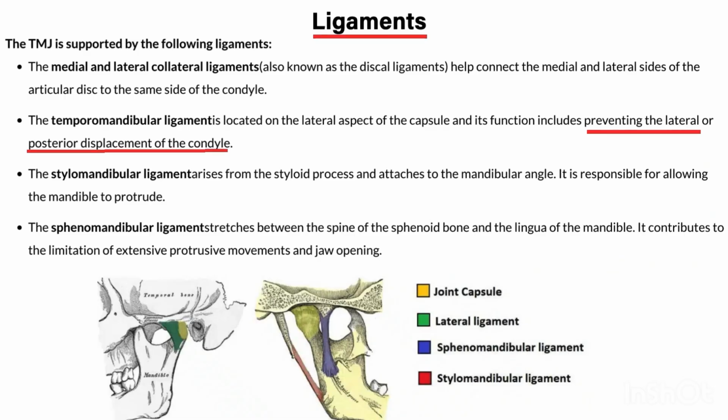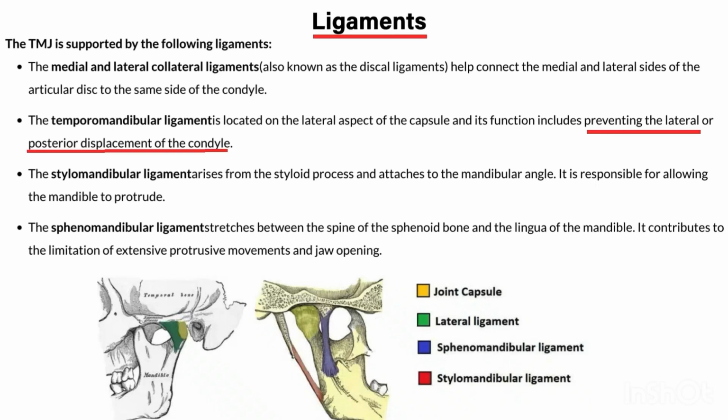So let's talk about the ligaments of TMJ first. The medial and the lateral collateral ligaments are also called discal ligaments, and they connect the articular disc to the condyle on both sides, and these ligaments keep the TMJ aligned during any movement.